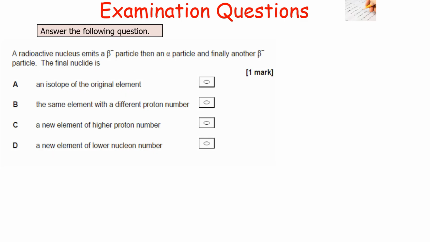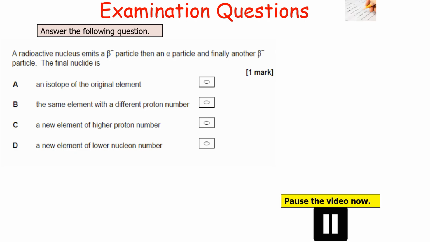The next question says, a radioactive nucleus emits a beta minus particle, then an alpha particle, then finally another beta minus particle. The final nuclide is what? So pause the video now, then unpause the video when you want to go through your answer.